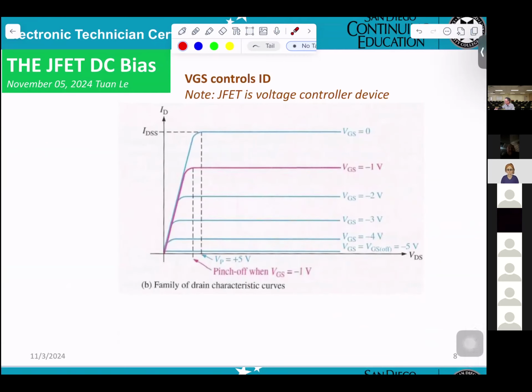Now you can see this is almost the same as the bipolar transistor you already saw before. This stands for ID, and this will stand for VDS. Now what is it here? They give you VGS equal to -4, -3, -2, -1, and VGS equal to 0.